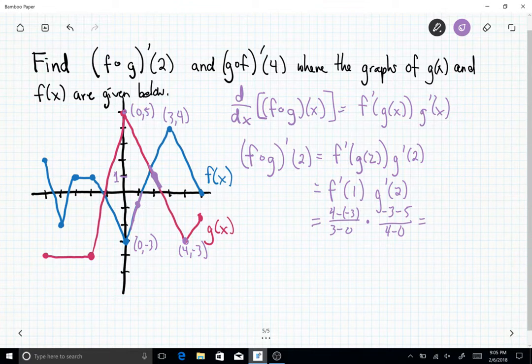And so what are we left with? Well, we're left with 7/3 times -3 minus 5 is -8/4, and that makes -56/12.